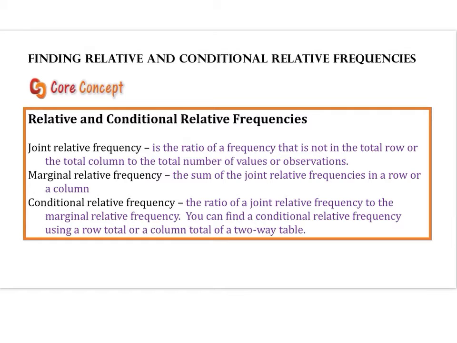Let's talk about finding relative and conditional relative frequencies. First, joint relative frequency. It's the ratio of a frequency that is not in the total row or the total column to the total number of values or observations. So it's a ratio. Marginal relative frequency is the sum of the joint relative frequencies in a row or a column. Conditional relative frequencies are the ratio of a joint relative frequency to the marginal relative frequency. You can find a conditional relative frequency using a row total or a column total of a two-way table.